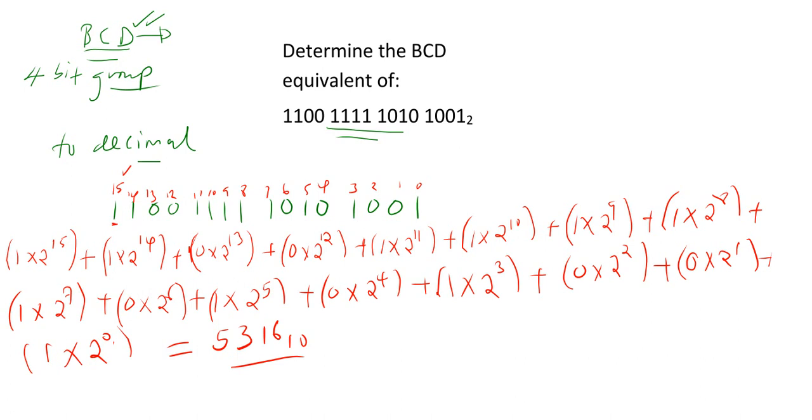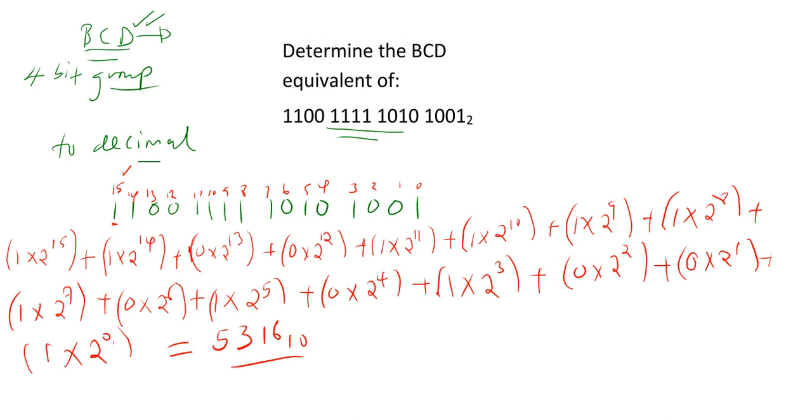Now we code this number into BCD form. Our number is 5316. We code it into BCD.